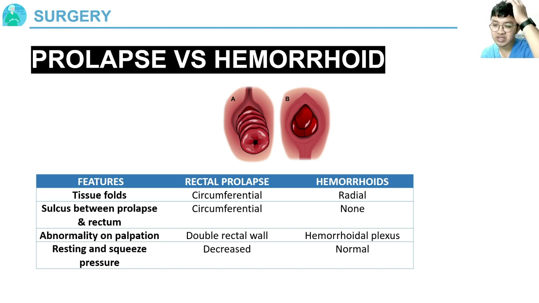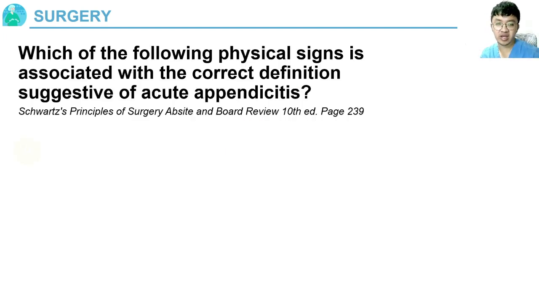Again, tissue folds and sulcus: for rectal prolapse, there are circumferential folds and a sulcus. For hemorrhoids, there are radial tissue folds and no sulcus. On palpation, you have a double rectal wall for rectal prolapse. For hemorrhoids, you have hemorrhoidal plexi. And again, decreased pressure for rectal prolapse and normal for hemorrhoids.